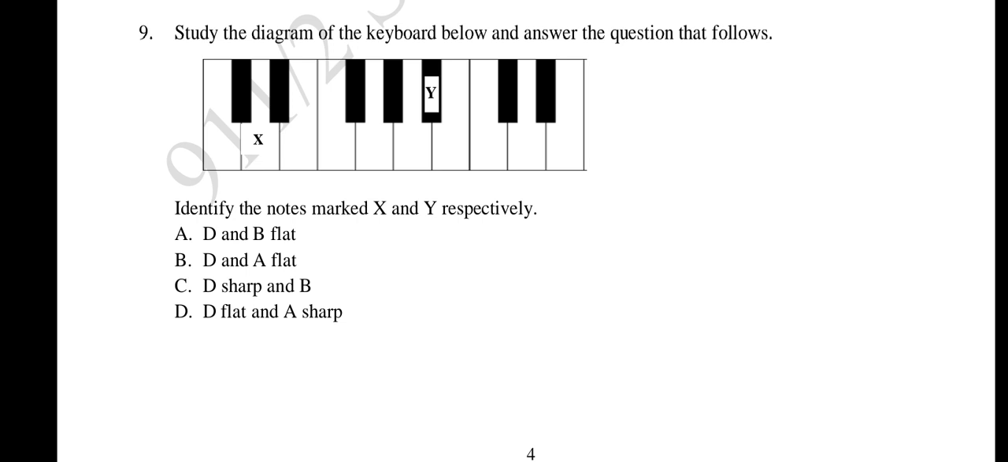So let's start with C. We go to X, which is D. Already we have gotten X is D. Let's continue: C, D, E, F, G, A, B. So Y is between A and B, which can be A sharp or B flat. We have D and B flat. So the correct answer is A.